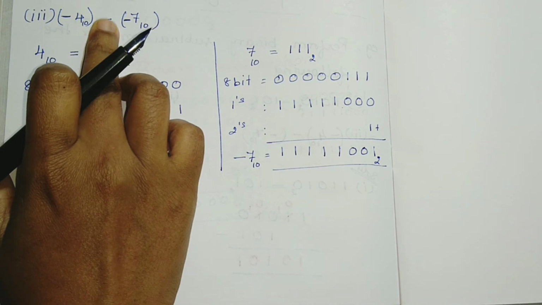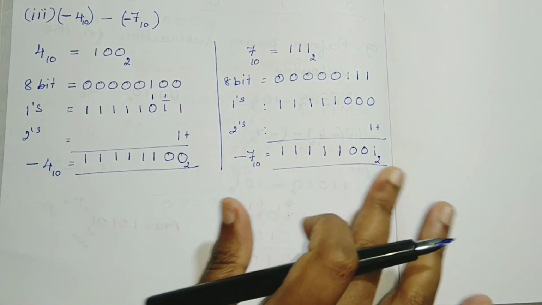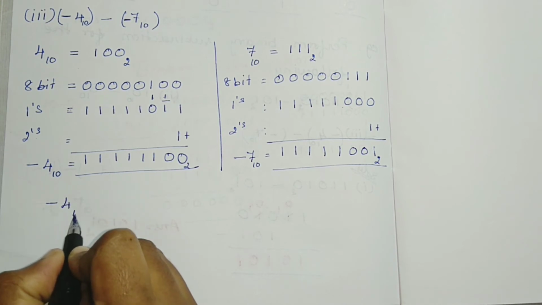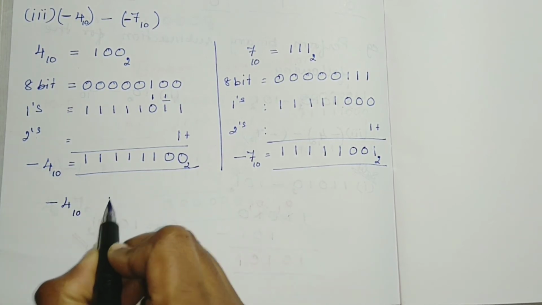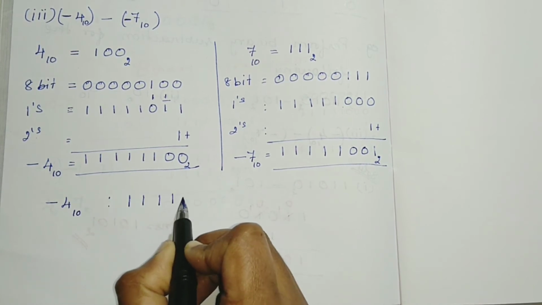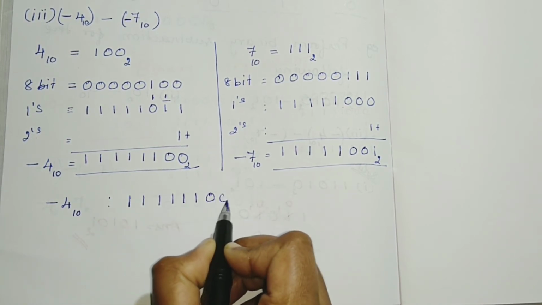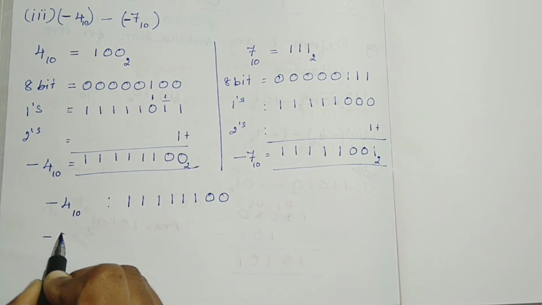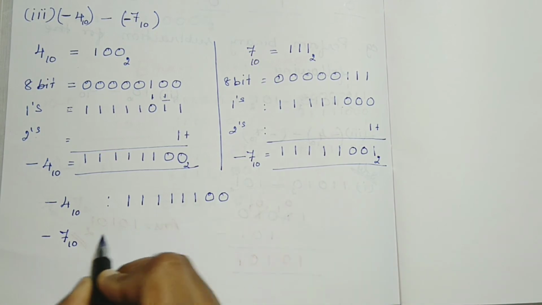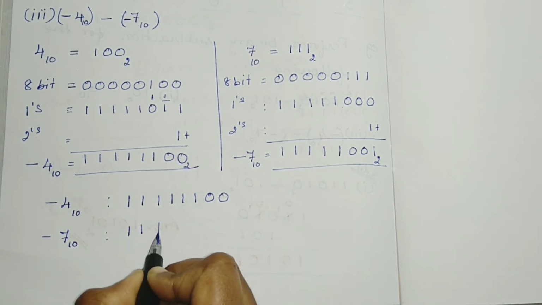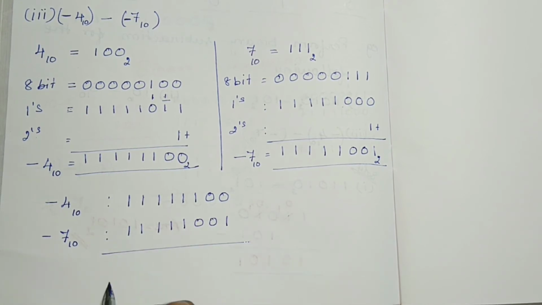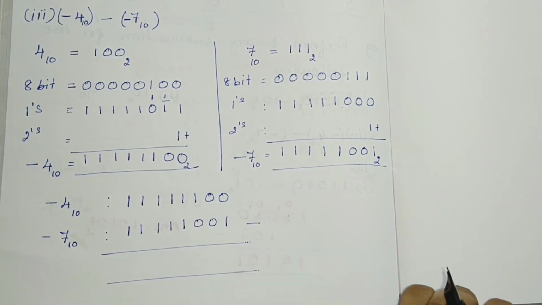Now we have to subtract these numbers. So first minus 4 base 10. The binary equivalent of this is 6 1s and 2 zeros. And then you have to write minus 7 base 10. The binary equivalent for minus 7 is 5 1s, 2 0s and 1. Now you have to subtract both these numbers.